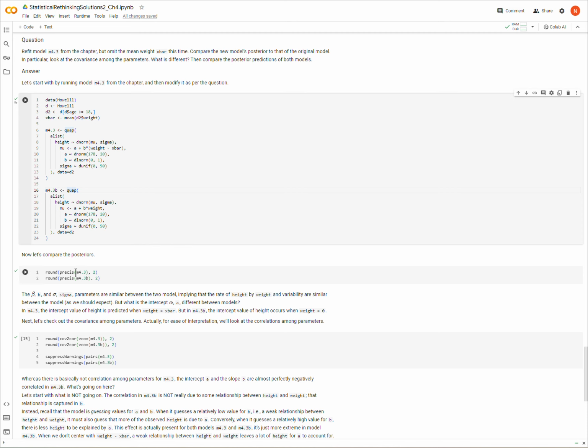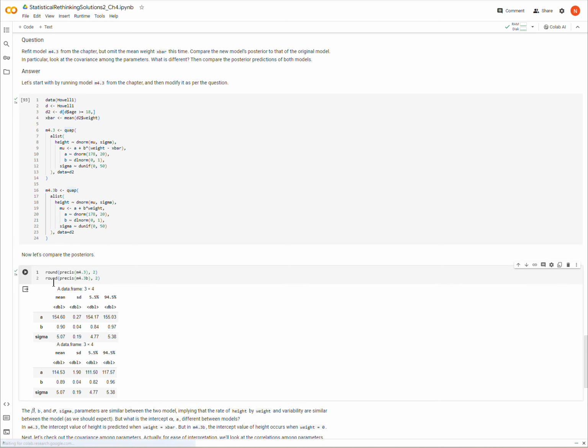Okay, so we're going to compare these models in a few different ways. The first way is we will just look at the posterior distributions for the parameters. So we're running that here. The precis function is just a summary function in the Rethinking package that presents a nice clean output. The top data frame here is the original model, and then we have the new model.